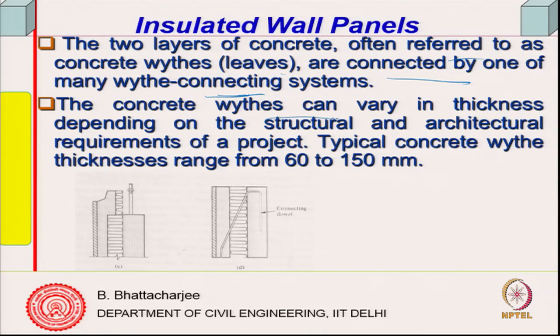So, the concrete can vary in thickness depending on structural load requirement and architectural requirements of the project. Generally, thickness ranges from 60 to 150 mm. That means you will have about 150 mm thick concrete, and it can be all precast, and there is an in between insulating material, right.